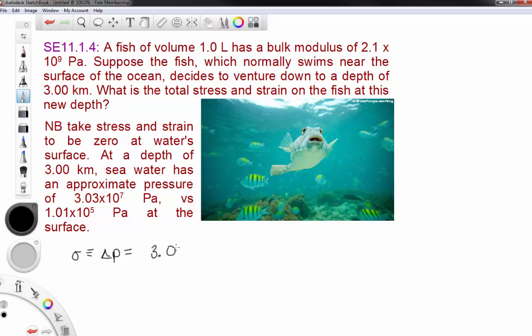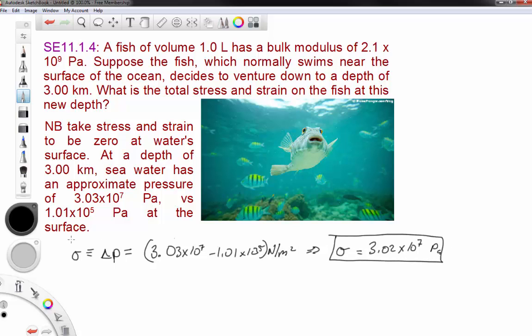So this is going to be the difference between these two pressures: 3.03 times 10 to the 7 minus 1.01 times 10 to the 5 newtons per meter squared, or pascals, if you will. And so the total stress on this fish is going to be about 3.02 times 10 to the 7 pascals.